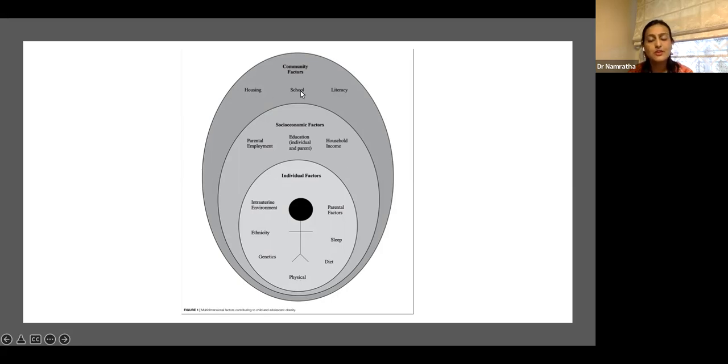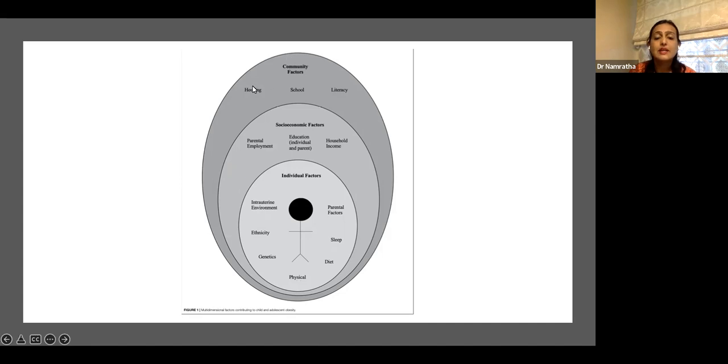So the causes of obesity are often complex and multidimensional. There are individual factors within the child like intrauterine development, prenatal factors, ethnicity, genetics, the physical characteristics of the baby, dietary and sleeping patterns right from the early age. The socioeconomic factors that influence obesity are the individual and parent education, the household income and their access to healthy foods, their employment and their knowledge and practices regarding food and exercise.